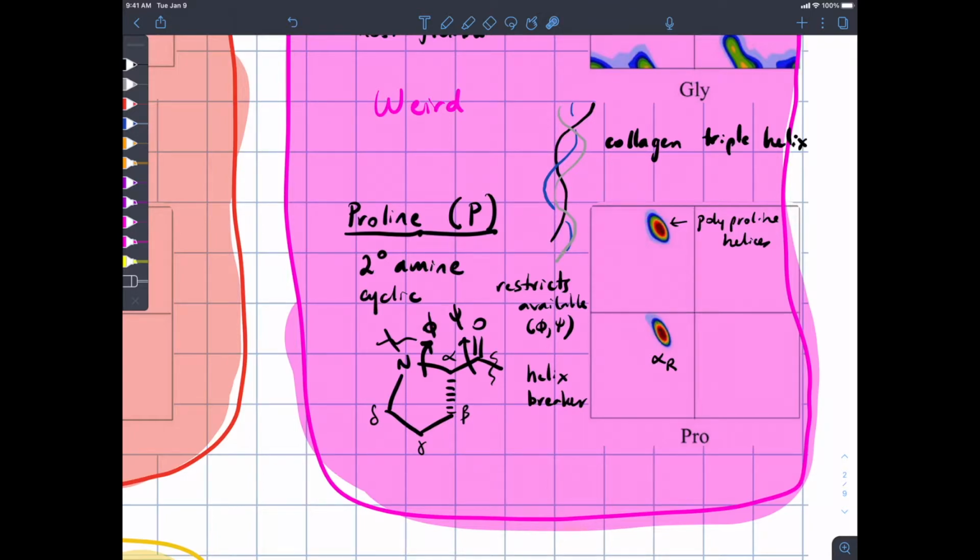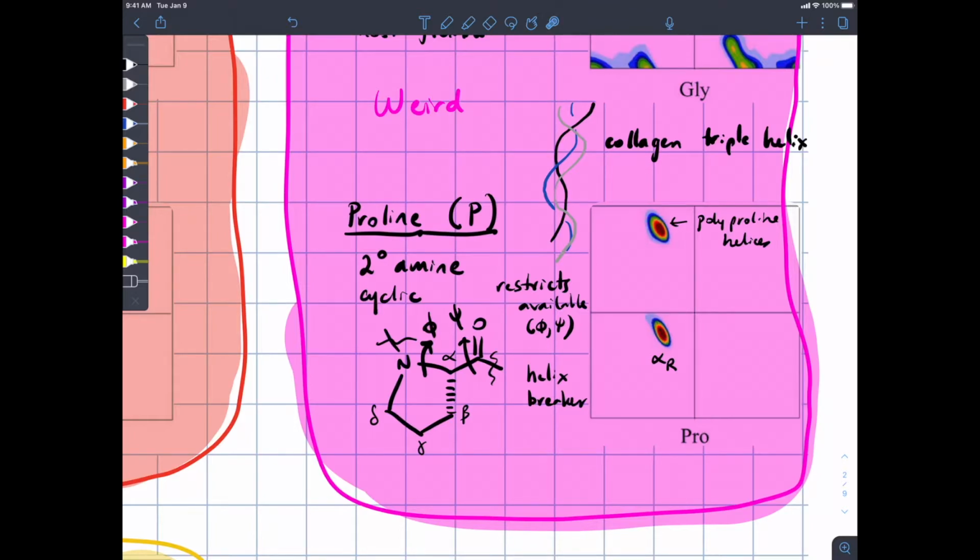And the dihedral angles adopted in this structure tend to show up here. There's more than one kind of polyproline helix. There's type 1 and type 2, and who knows what those mean. But it's just a different kind of structure than either the alpha helix or the beta sheet. Yeah, what else?